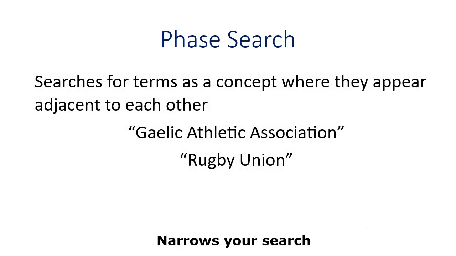Another tool that you can use is phrase searching. And this is where you're telling the database to search for words that occur together in a particular order. So the examples we have here is "Gaelic Athletic Association" and "Rugby Union". So if I didn't put inverted commas around rugby union, it's going to search for rugby and union, and that's not as precise as "rugby union" as a phrase. And the inverted commas or quotation marks tells the database you're searching for that term as a phrase.